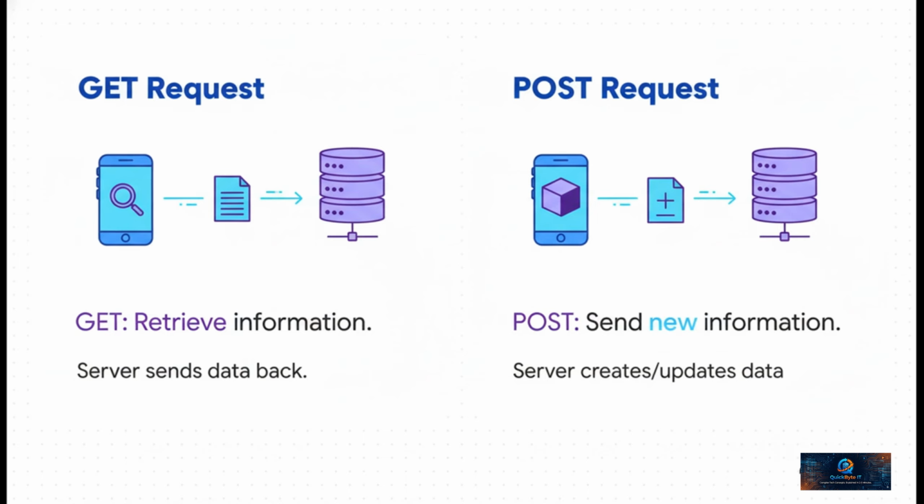So what do these rules look like in practice? Well, let's look at the 2 most common requests. First, there's a GET request. This is like just looking at the menu. You're simply asking to get information. You're not changing anything. The waiter just brings you the menu. Then there's a POST request. This is when you're ready to order. You're sending new information, your order, to the kitchen. So GET is for reading, and POST is for creating or changing something. Simple as that.